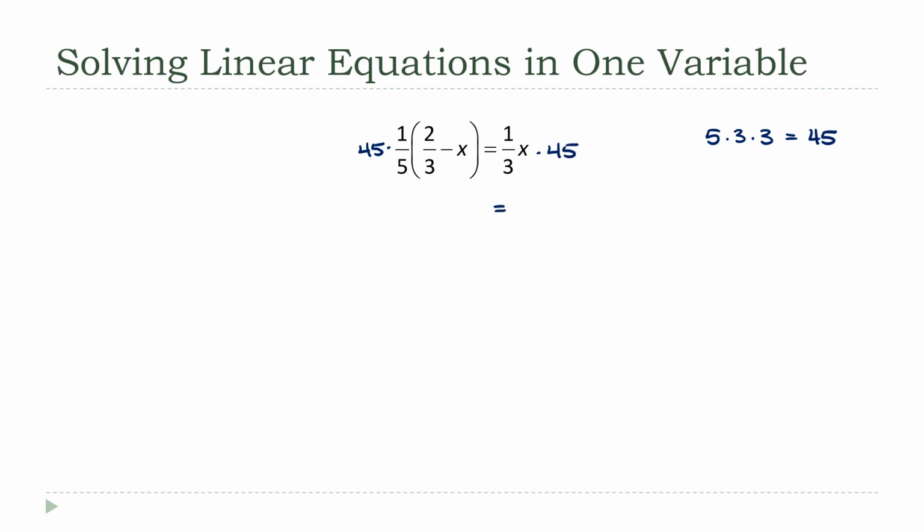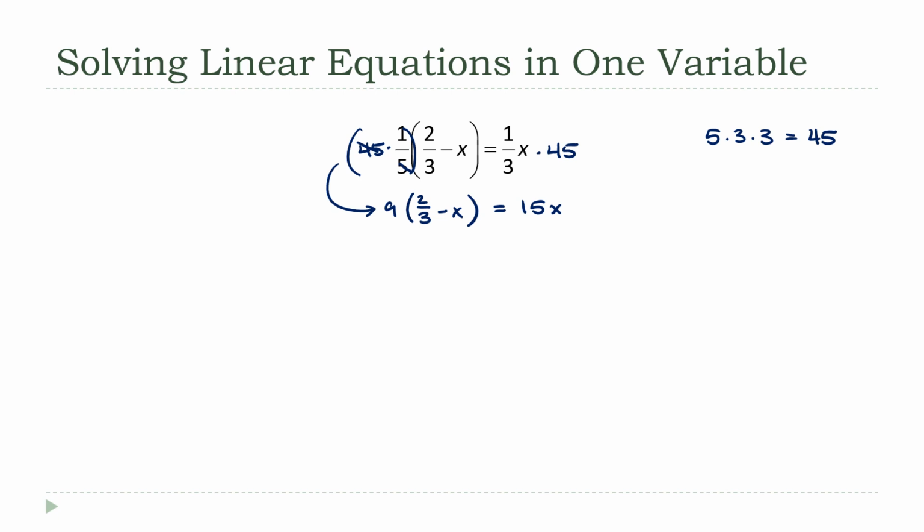Okay, so let's look at the right-hand side first. 3 goes into 45 15 times. So this is 15x. Excellent, the fraction went away. Now look at the left-hand side. 5 goes into 45 9 times. So this becomes 9 times 2/3 minus x. And yes, that 45 is gone. It should be gone. 45 times 1/5 is 9. These two numbers, this multiplication, got simplified to that single number.